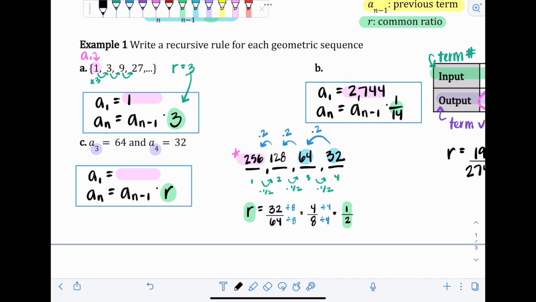So now that we've done all that, we are done. We just have to take the values that we know and put them into the formula. So A1 is 256. And then for R, we found out R was 1/2. So A1 equals 256, and then AN equals AN minus 1 times 1/2.